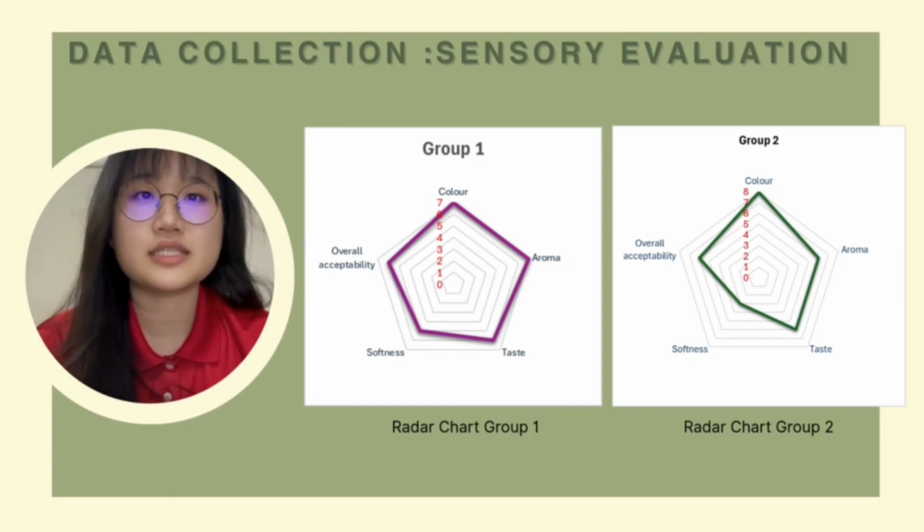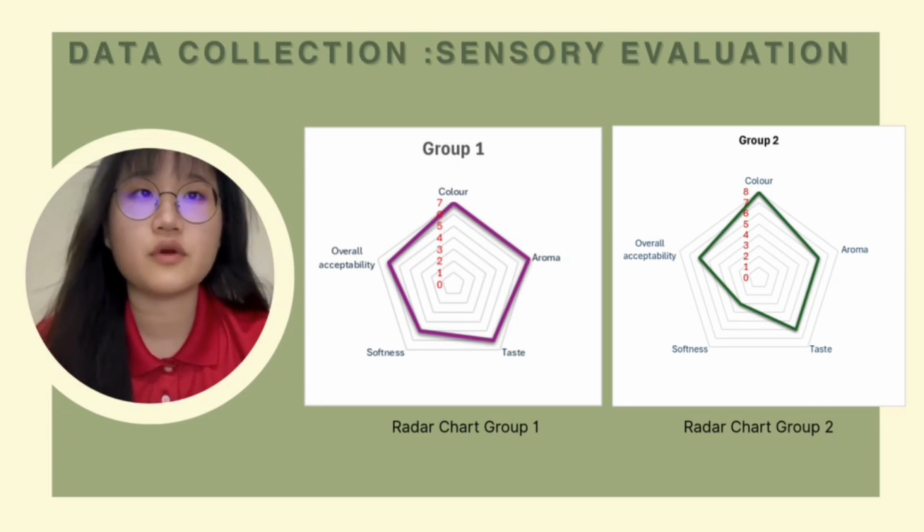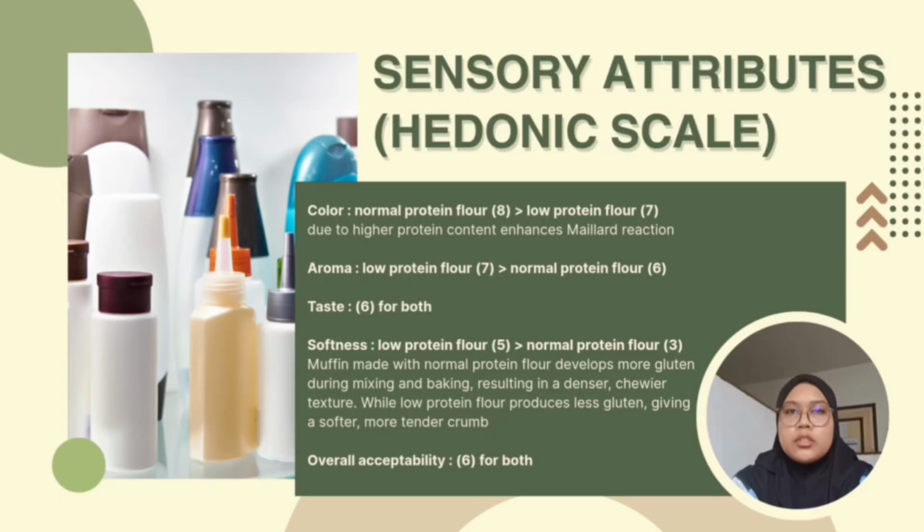Despite the difference in texture, both muffins received the same score for overall acceptability, which is 6. Here, what we found for the colors: normal protein flour muffins scored higher than low protein, likely due to better browning from more Maillard reaction.